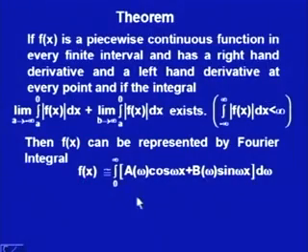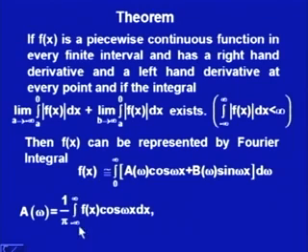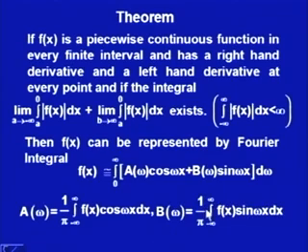The form of the Fourier integral is the integral from 0 to infinity of a omega cos omega x plus b omega sin omega x d omega, where a omega is nothing but 1 upon pi times the integral from minus infinity to plus infinity of f x cos omega x dx, and b omega is 1 upon pi times the integral from minus infinity to plus infinity of f x sin omega x dx.